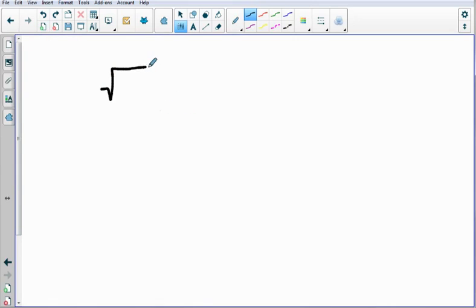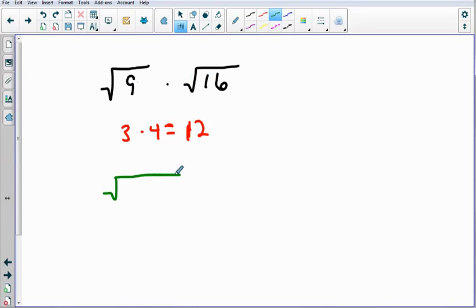Let's do the square root of 9 times the square root of 16. Well, we already know what those are. The square root of 9 is 3, and the square root of 16 is 4. If we take 3 times 4, that equals 12. Now let's see if our theory that we can put all this underneath the same radical will work. So I said that the square root of 9 times the square root of 16 is the same thing as the square root of 9 times 16.